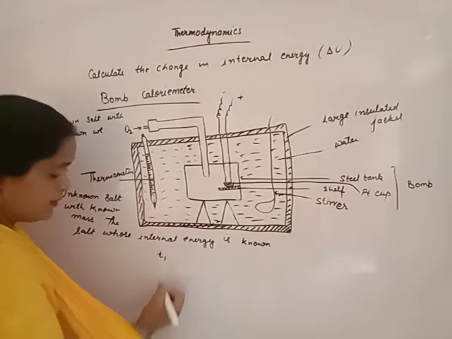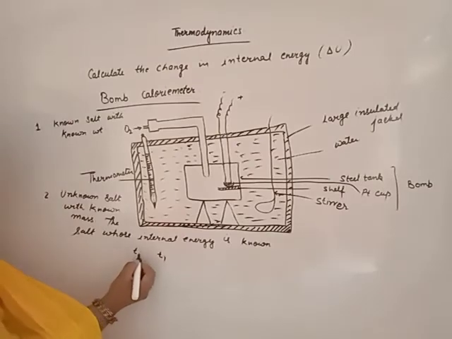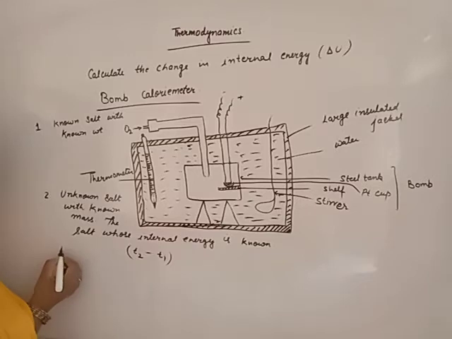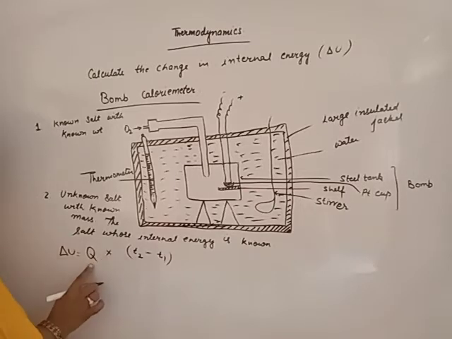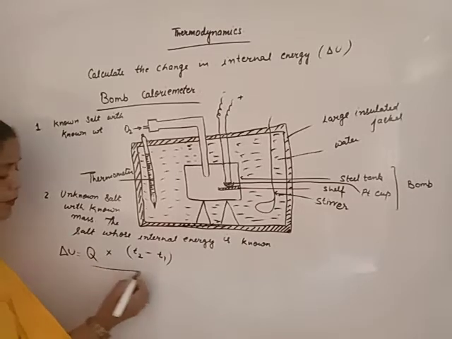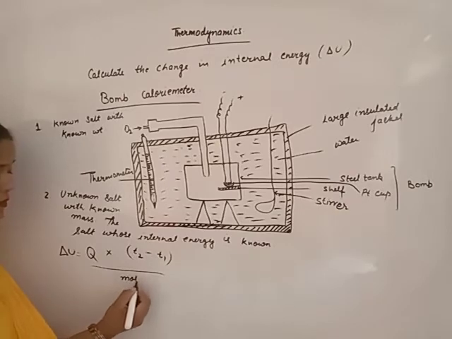Initial temperature T1, final temperature T2. It is the change in temperature and we want to calculate change in internal energy. Beta, heat capacity of each substance is constant. That heat capacity is represented by Q. Q into change in temperature per mole. Mole is represented by N.